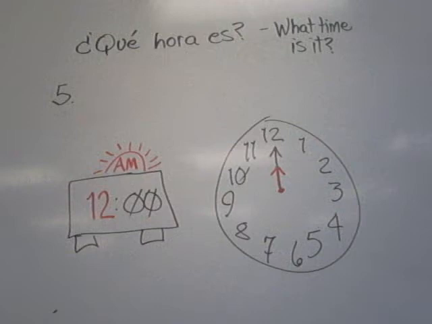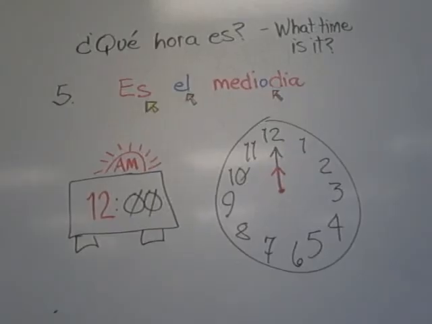¿Qué hora es? This is number 5. Es el mediodía. Oh yes, notice the AM above the digital clock. It's 12 noon. Es el mediodía. Notice the L and the O in there, mediodía by the arrows. Dia is a masculine word, so it's got to be el mediodía. And we use S with this as well.